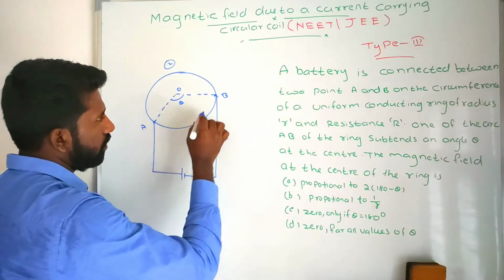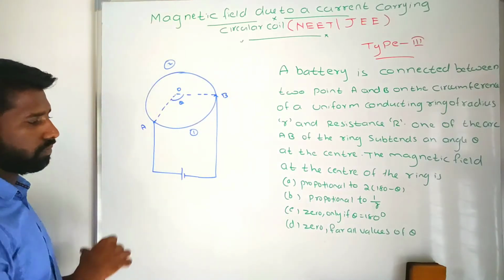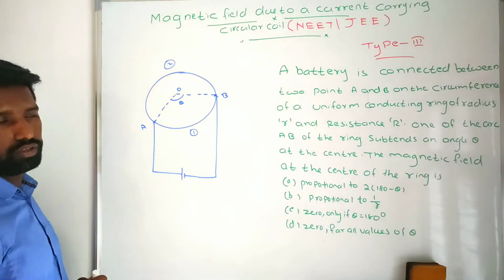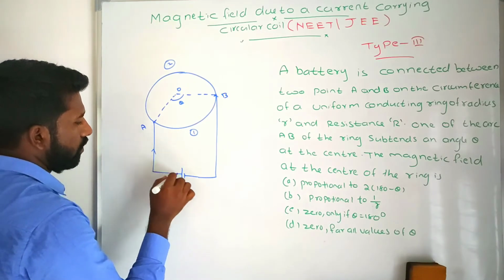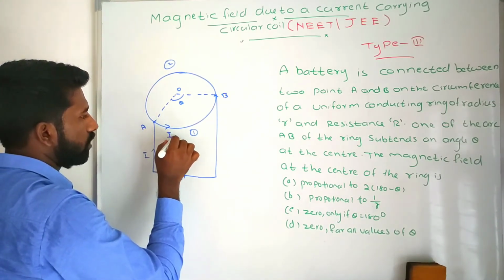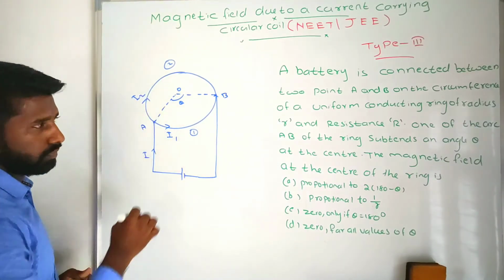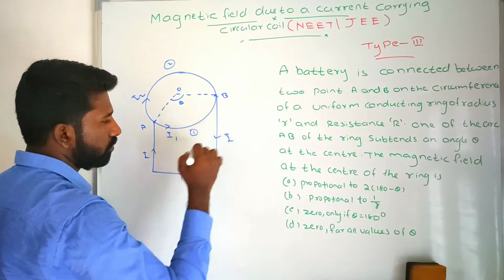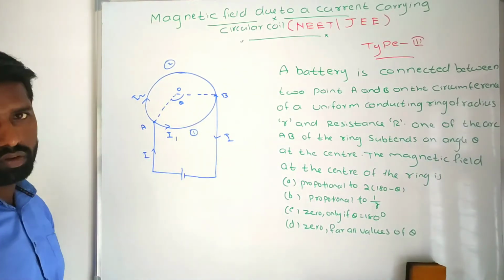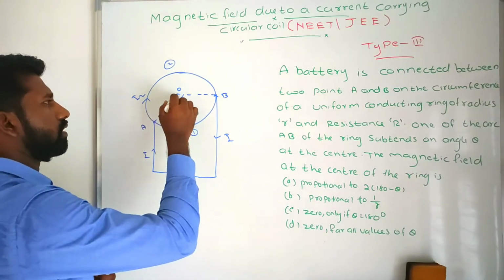This arc and this arc are parallel to this voltage source. So the current I comes from the positive terminal. Here it is split into two. The I1 current passes through here and I2 current passes through here. They again combine and come to the negative terminal. Okay. Then we need to find out the magnetic field at the center.